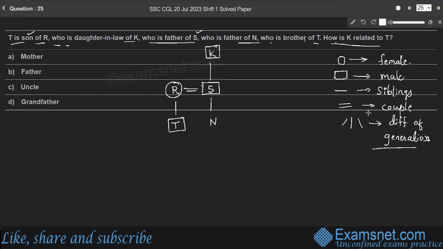Then N, who is brother of T. Here N is brother of T. Therefore N and T are siblings and N is a male, brother of T, right? Here the question is, how is K related to T? So K becomes T's father's father, right? Father's father means grandfather. So K is grandfather to T, right? Option D is the right answer.